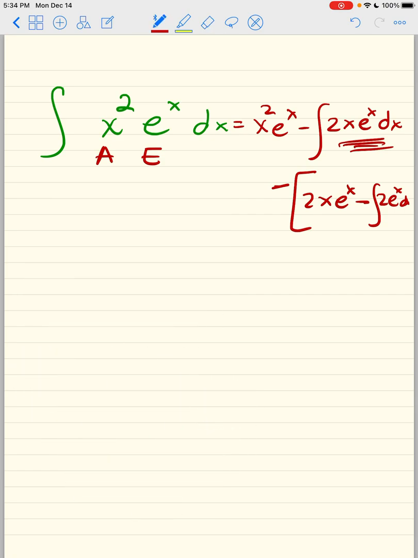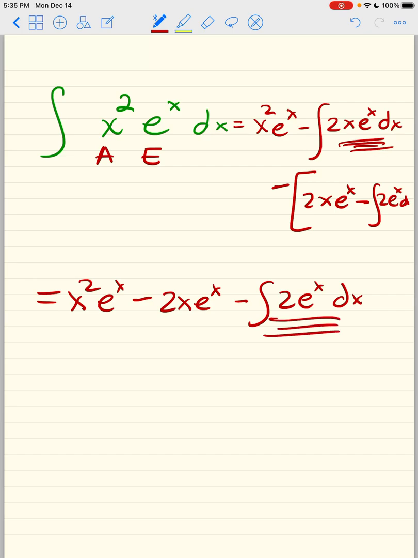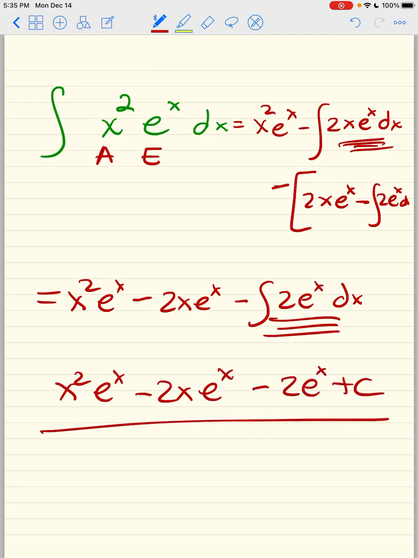You can pause the video, guys, if I'm going too fast. X squared e to the x minus, and now I have 2x e to the x minus 2e to the x dx. This is easy to integrate. You got to keep going until the integral signs are gone. Nothing repeats here. You just have to repeat the process, but the question doesn't pop up again. Okay? One more problem. One more problem. Pause the video, guys. Slow down the video. Watch it at your own pace.